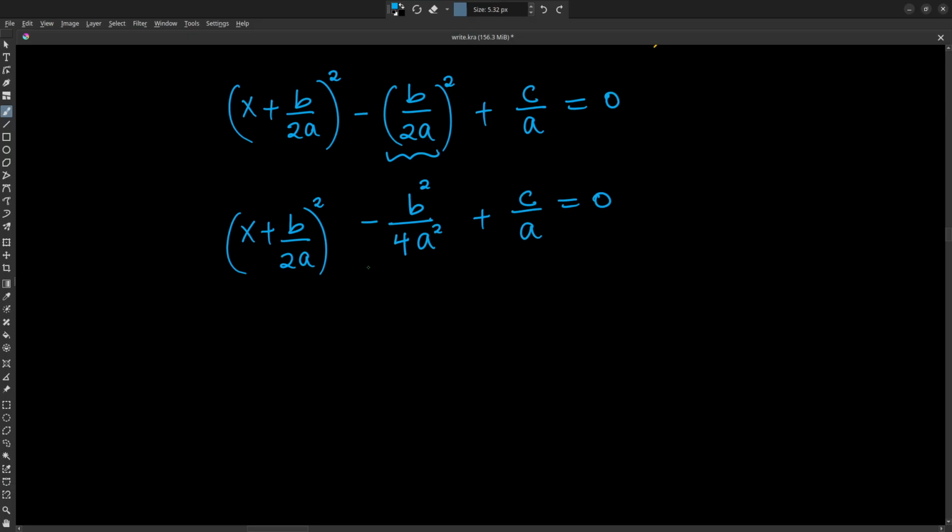Okay, now let's deal with these two terms. The LCM of 4a squared and a is going to be 4a squared, right? So 4a squared divided by 4a squared is 1. Then 1 times negative b squared is going to be negative b squared, right? Then 4a squared divided by a gives us 4a, and then times c, that is going to give us plus 4ac.